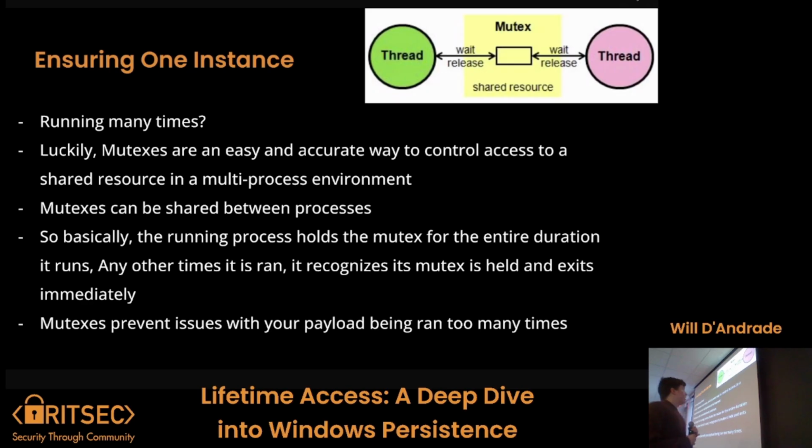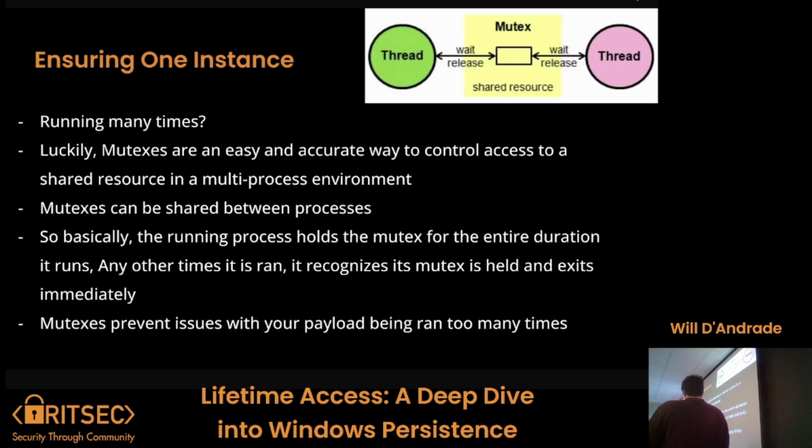So if you have something running many times, all you need is mutexes. Mutexes are an easy and accurate way to control access to a shared resource in a multi-process environment. As you can see, you've got threads. They're waiting for the mutex to be released. And you can just share the mutex between processes. So if they lock the process one mutex and then there's a million persistence techniques running that try to launch process one again, none of those are going to start running. They're just going to exit because they know that mutex is already in use.